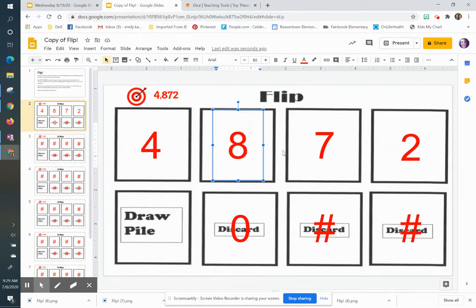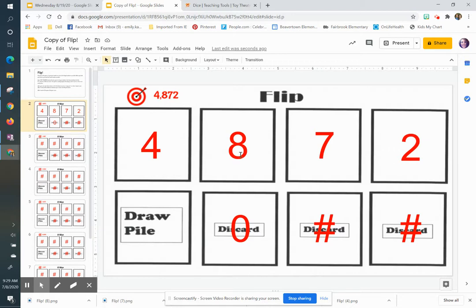What we are trying to do is we are trying to find the difference or the distance between our target number and the number we rolled. This does not happen very often. It's very rare that you're going to end up getting the exact number, but it does happen.